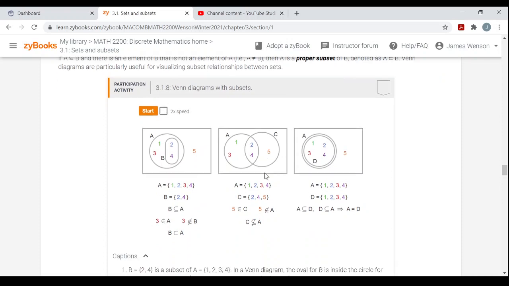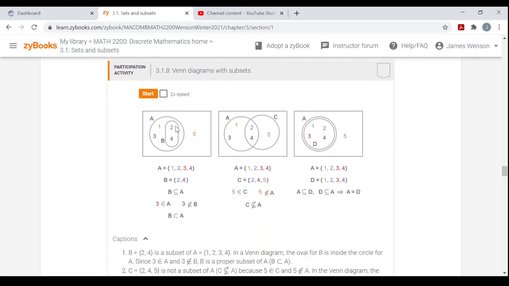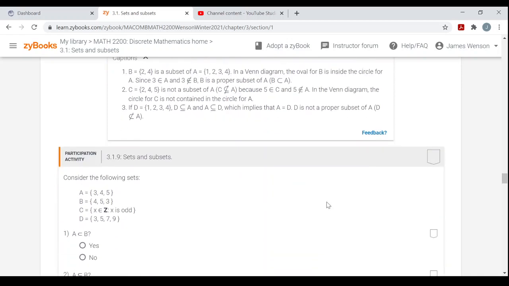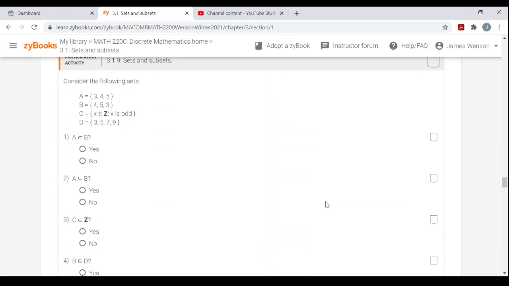And then here are some Venn diagrams showing you. So here, B is a proper subset. Every proper subset is a subset, but not the other way around. If B is a subset of A, that doesn't mean that B is a proper subset. But if you're a proper subset, then you will be a subset. If that makes sense. Here are some pictures, and I'll let you play this animation. I'm going to go into the activity, and we'll look at some statements.